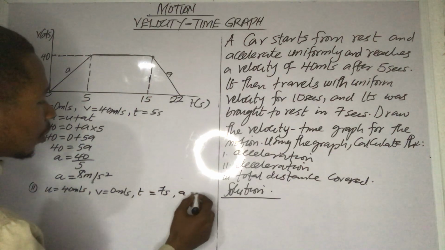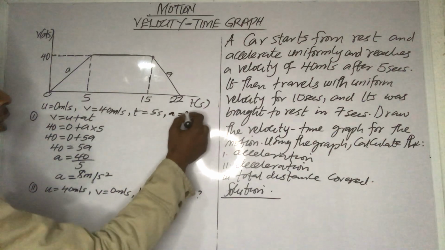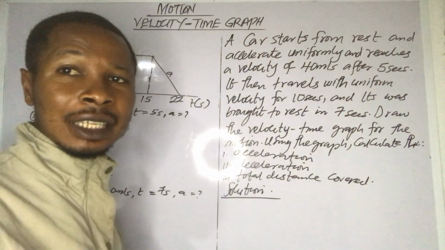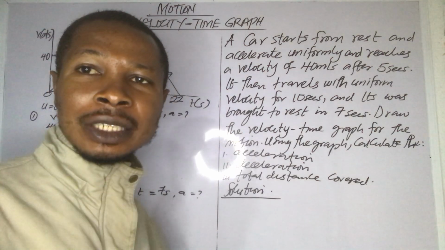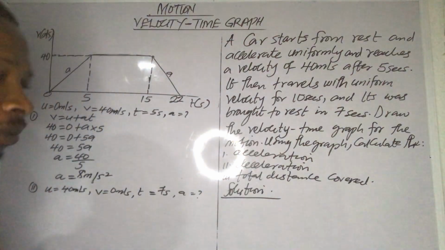So I'm still looking for a, which is deceleration now in this case. That's what I look for here. Acceleration. The symbol for the two of them is the same. The only difference is that in acceleration it is positive, while deceleration is negative.